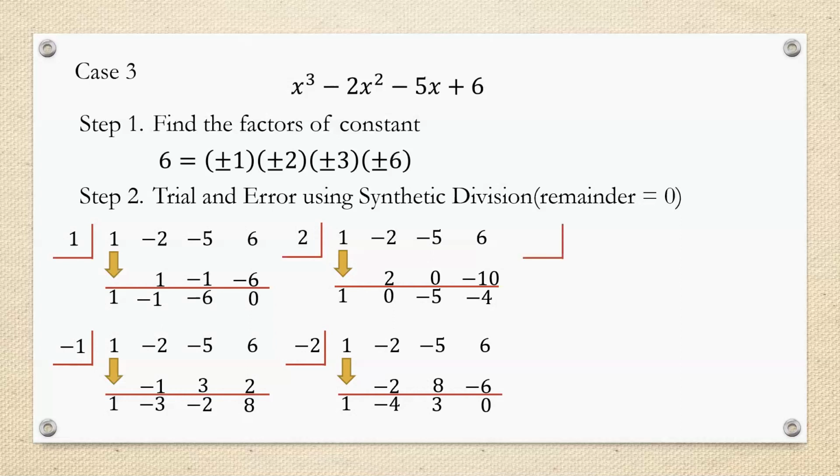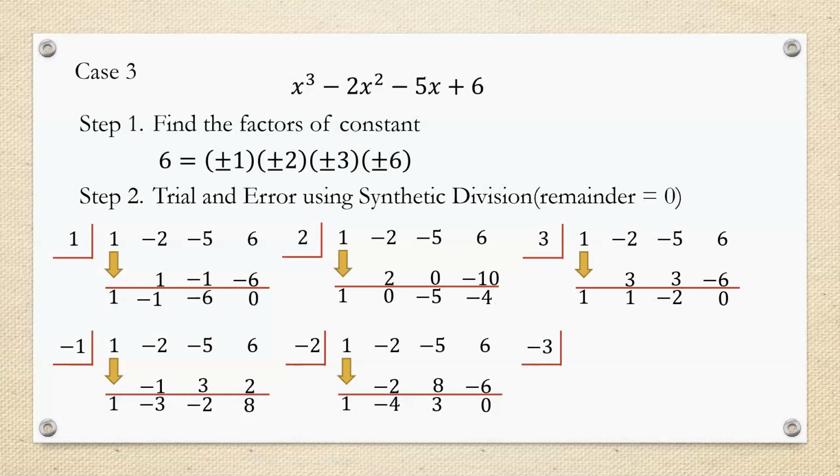The last one, at 3 muna natin. Okay, 3. So 1, ganun pa rin. So 1, okay, 3 times 1, 3, negative 2 plus 3, you have 1, 3 times 1, you have 3, negative 5 plus 3, you have negative 2, 3 times negative 2 is negative 6, so you have your 0.